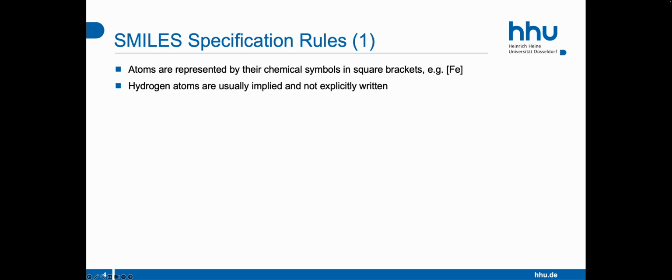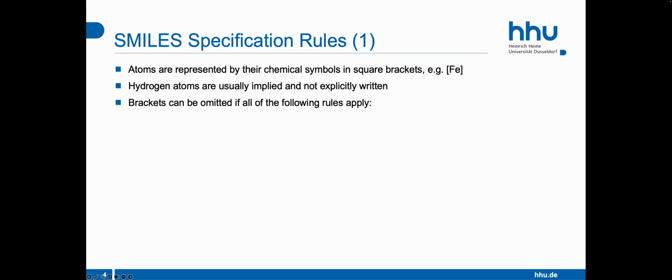Hydrogen atoms are usually implied and not explicitly written. This is similar to what we have discussed for the molecular graphs, where we usually do not draw hydrogen atoms that are bound to carbon atoms. Here we typically do the same, but for all atoms and not just carbon atoms.